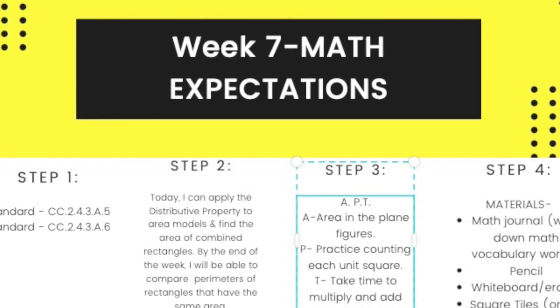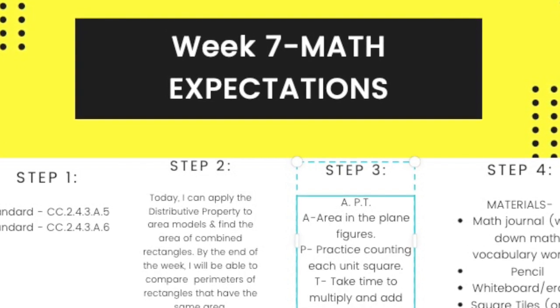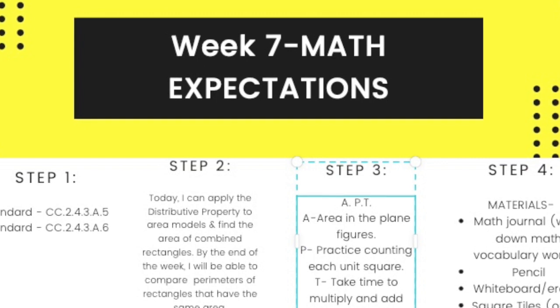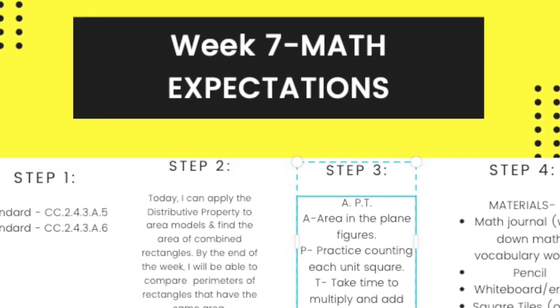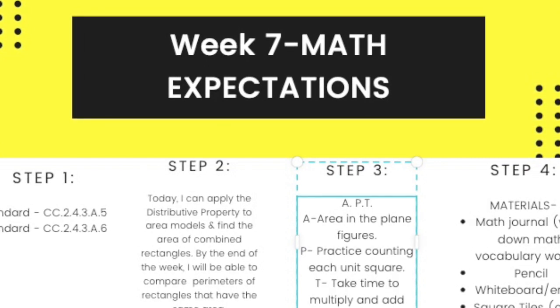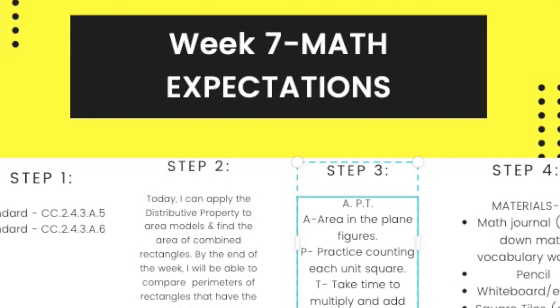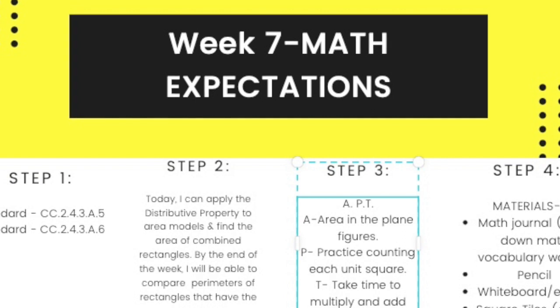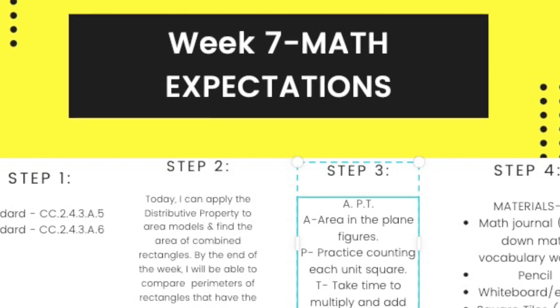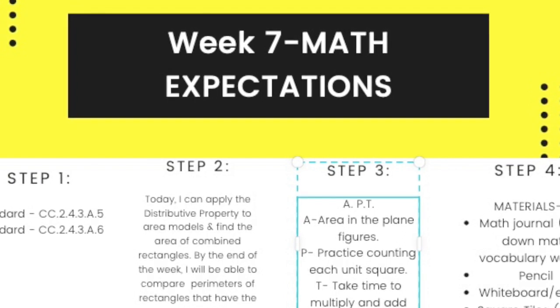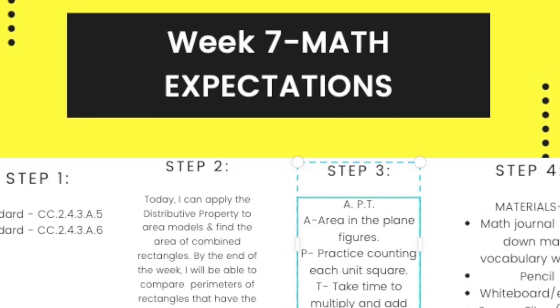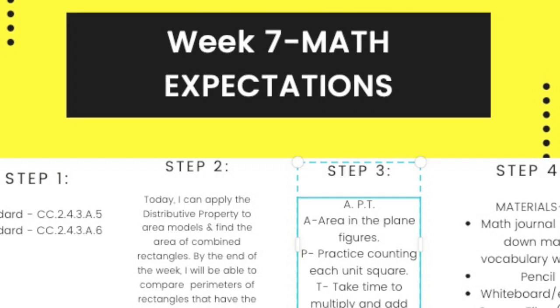Step 4, materials that you need go as follows. 1, a math journal. Write down all your math vocabulary words that you will learn for the week. 2, a pencil. 3, whiteboard and eraser, only if you have it. And square tiles, only if you have it. Let's get ready for our weekly song.